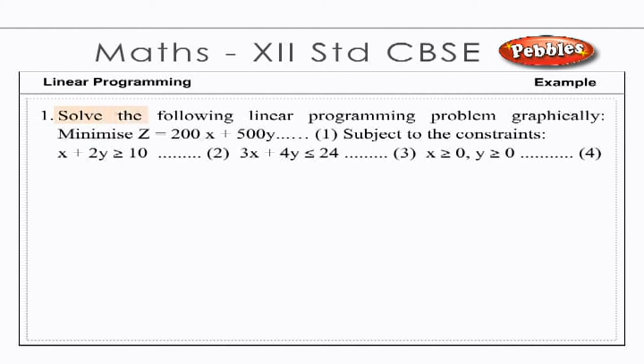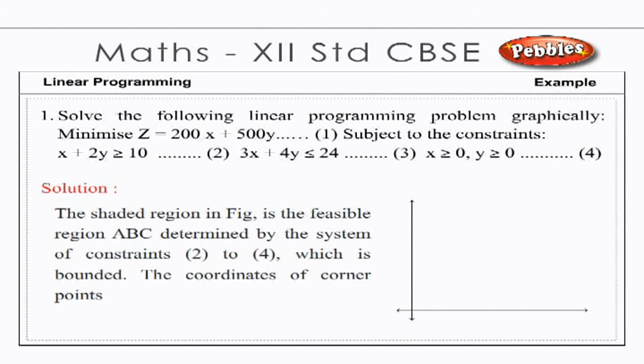Example: solve the following linear programming problem graphically. Minimize Z equal to 200x plus 500y, equation 1, subject to the constraints x plus 2y is greater than or equal to 10, equation 2. 3x plus 4y is less than or equal to 24, equation 3. x is greater than or equal to 0 and y is greater than or equal to 0, equation 4.